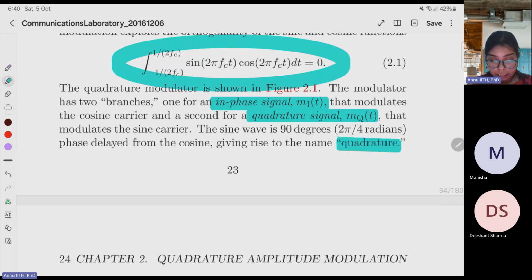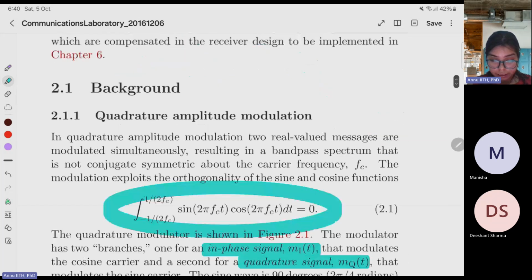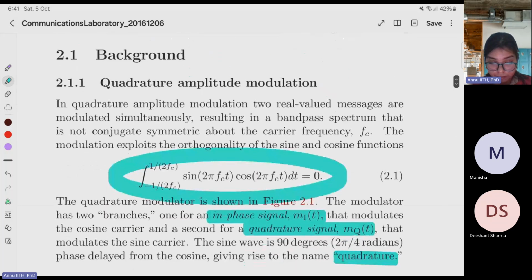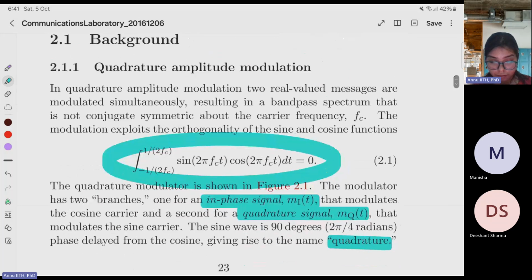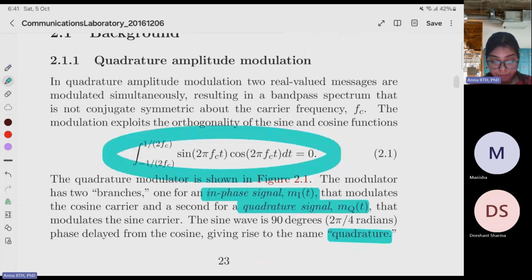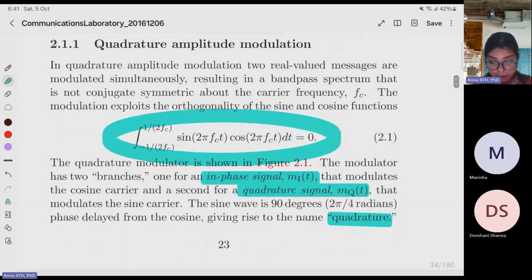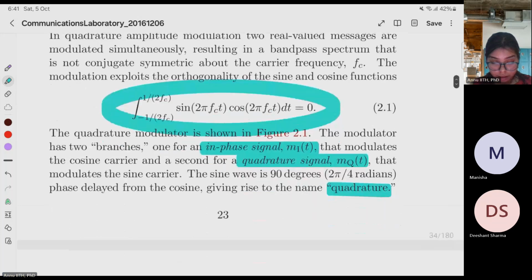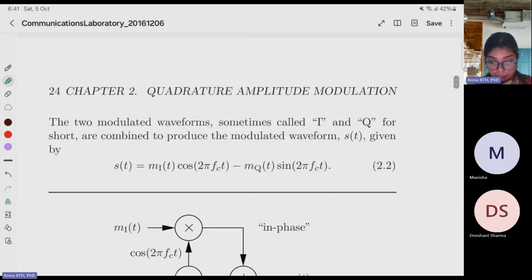Okay, quadrature amplitude modulation. Two real-valued signals are modulated simultaneously, resulting in a bandpass spectrum that is not conjugate symmetric about the carrier frequency. The modulation exploits the orthogonality of the sine and cosine. The quadrature modulator is shown in figure 2.1. So one has the in-phase, another has the out-of-phase. The two modulated waveforms can be viewed as I and Q. So this is the in-phase component, and this is the quadrature component. s(t), this is the modulator.